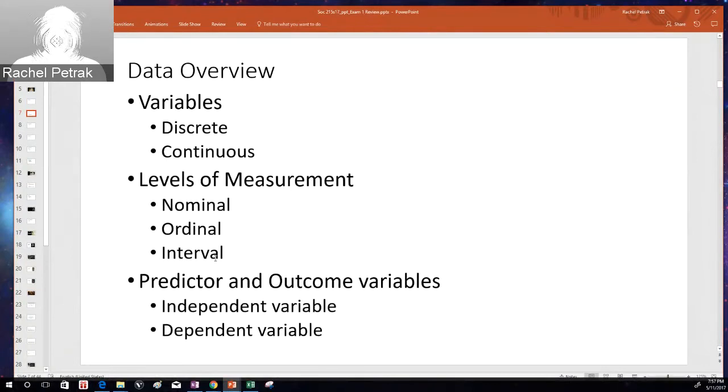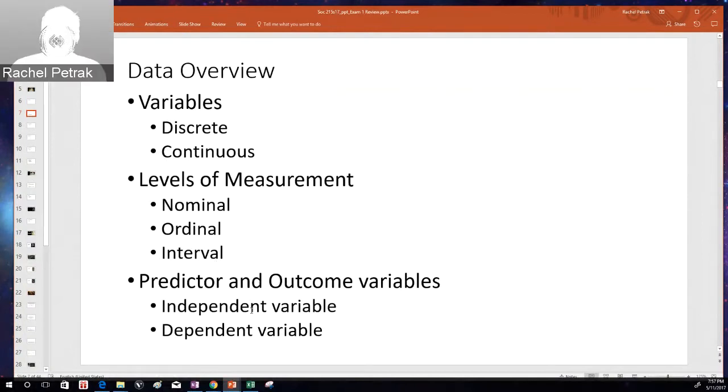And when we have an interval level of measurement, we have a lot of freedom for which measures of central tendency and which measures of variability we can use. And as we discuss these topics later, we're going to keep revisiting these levels of measurement and thinking about what measure of variability and what measure of central tendency is appropriate for each level of measurement.